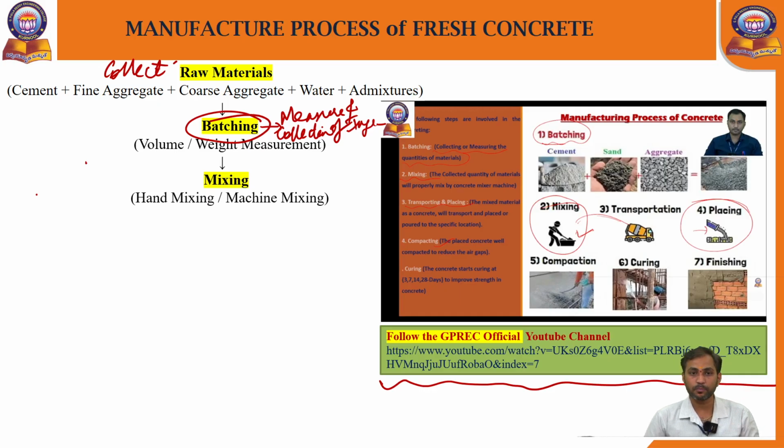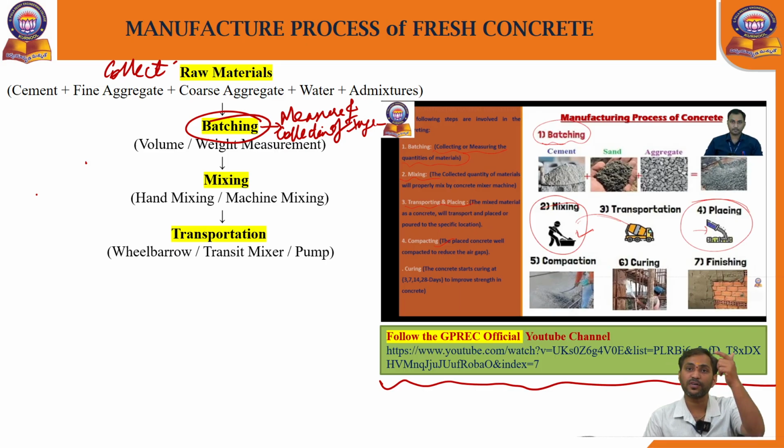After the mixing process, the fresh concrete will be prepared. The prepared fresh concrete is going to be transported from the ground floor to the first floor, or ground floor to the fifth floor. How? By wheelbarrows, transit mixers and pumps. You can observe here these are the RMC, ready mix transporting vehicles, concrete mixer vehicles, or any lift method. So the fresh concrete will be transported through lifts, pumps, or concrete mixer machines.